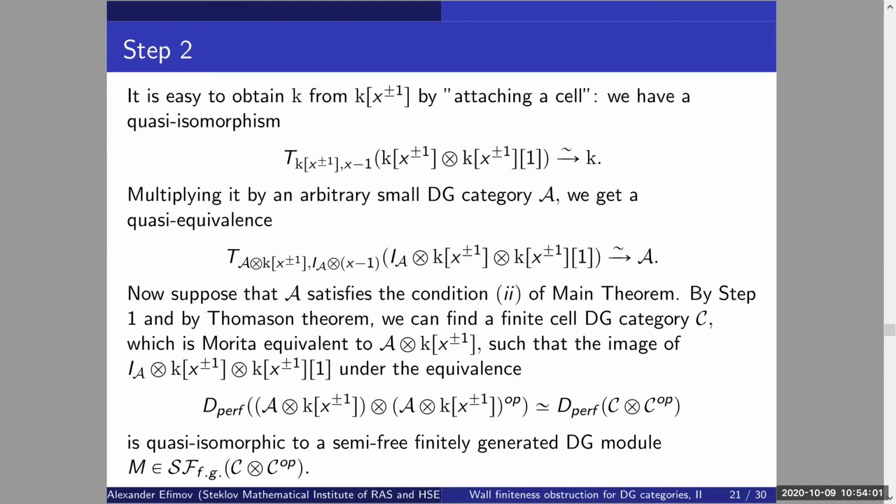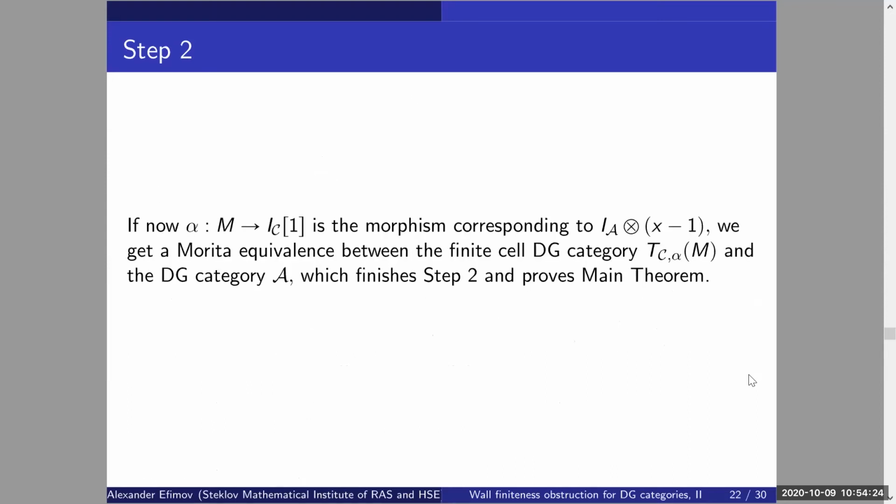Here we use this condition that we can apply the assumption about the finite collection of classes in K0 to the finite collection which is needed to generate the diagonal bimodule by the decomposable bimodules. And then after that, it essentially finishes the proof, because then you just take this deforming morphism from M to the diagonal shifted by 1, which corresponds to this x minus 1. And we get a Morita equivalence between the finite cell DG category, the deformed tensor algebra of M, and the DG category A.